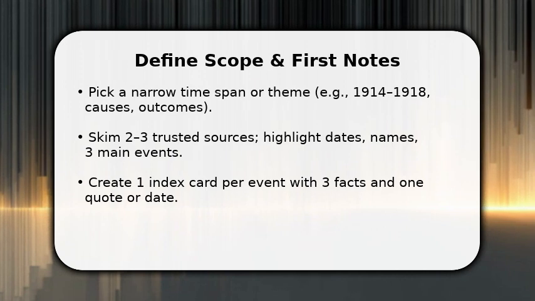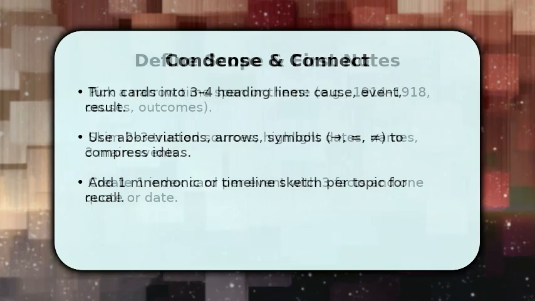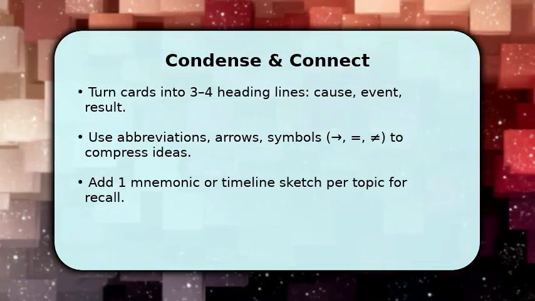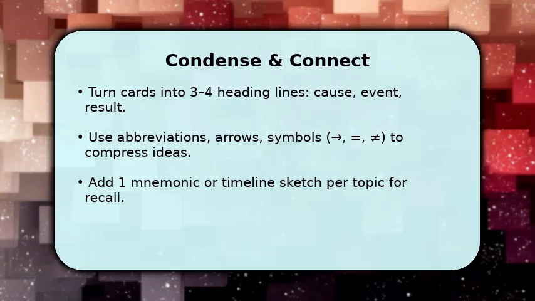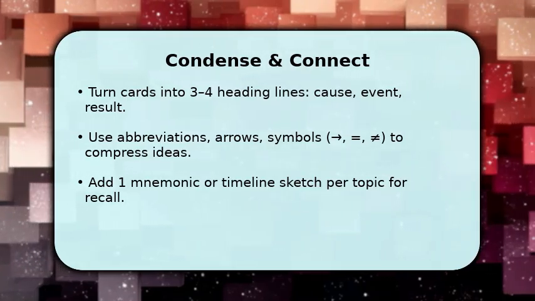You now compress raw cards into compact headings that explain cause, event, and result, 3 lines per topic. Use consistent abbreviations and symbols like arrows or equals to join ideas quickly. This saves space and speeds review.